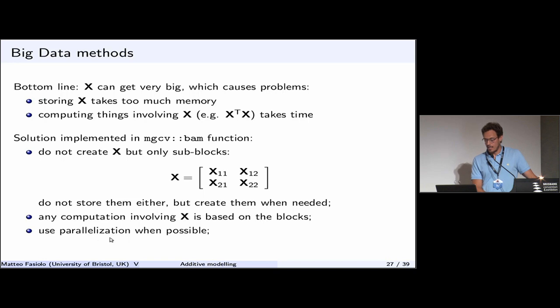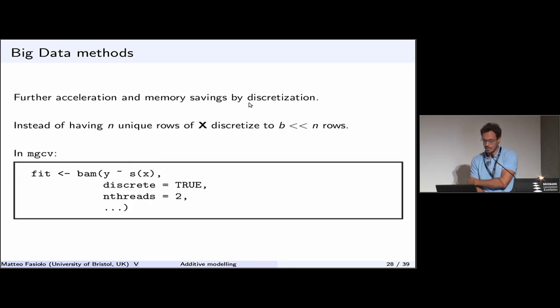And then, of course, we can use parallelization whenever possible to speed up things. And the more recent addition to MGCV has been this discretization, which can make things faster and save more memory. The basic idea is just that even though the original x has n rows, we can often discretize without adding a significant statistical error using b, which is much lower than n rows. So we try to eliminate duplicate rows or approximate rows that look very similar. And so in MGCV, you will use the BAM function to fit big data GAM models. And this has this extra argument, discrete equals TRUE, which makes you use this discretization I was mentioning. And the number of threads, so you can choose how many cores you want to use for fitting this model.